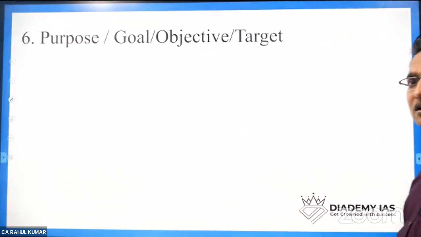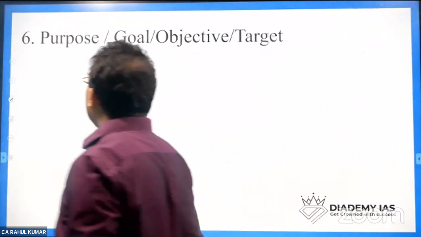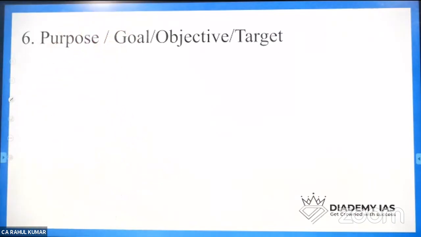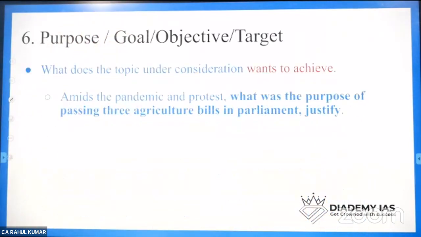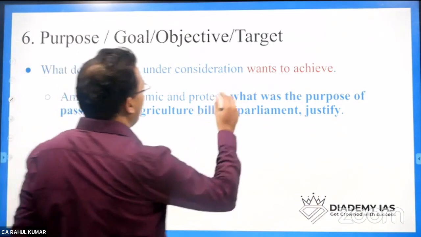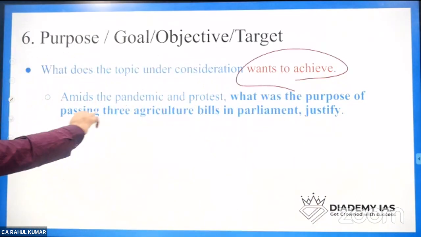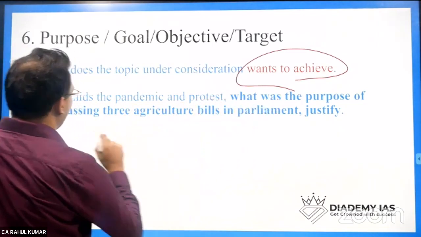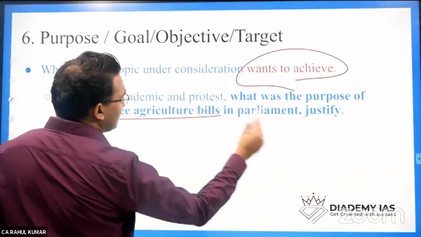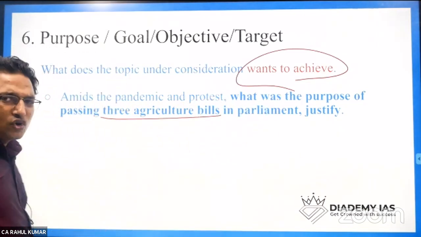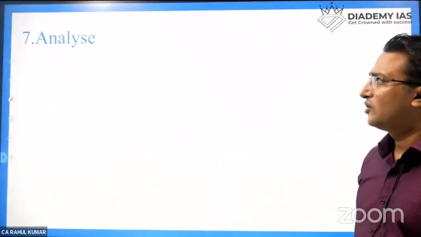The next terminology is very simple: the purpose or goal or objective or target. So here the simple thing is, what does the topic under discussion want to achieve? So the question is very simple. Amid the pandemic and protest, what was the purpose of passing the 3 agricultural bills in the parliament? Justify. Simple question, right? So we have to just write the purpose. What was the purpose of that particular topic?